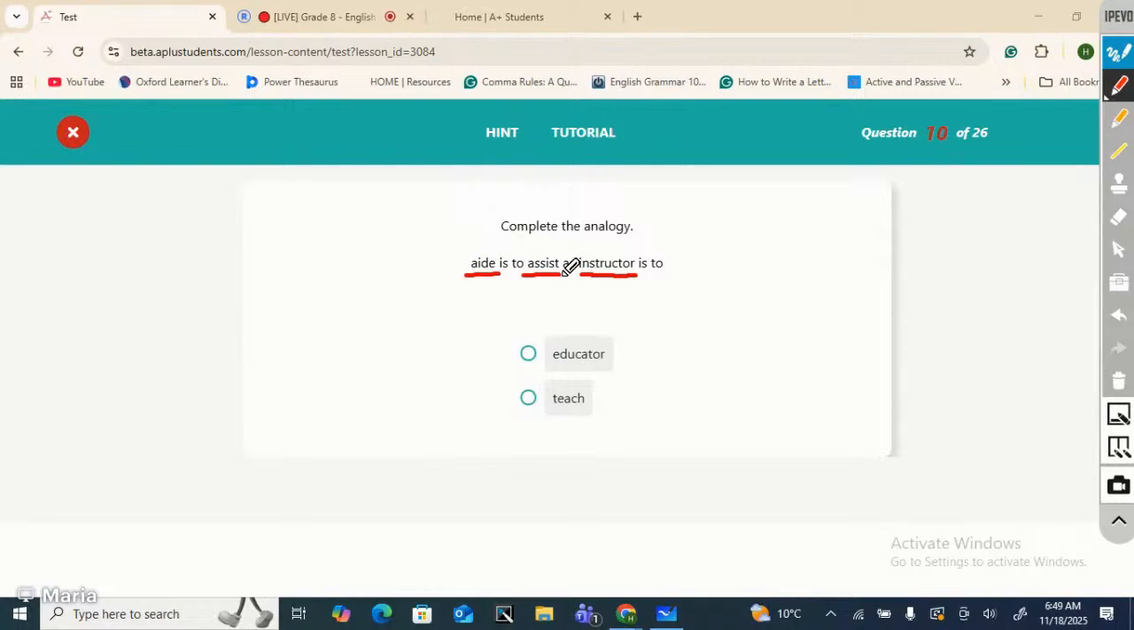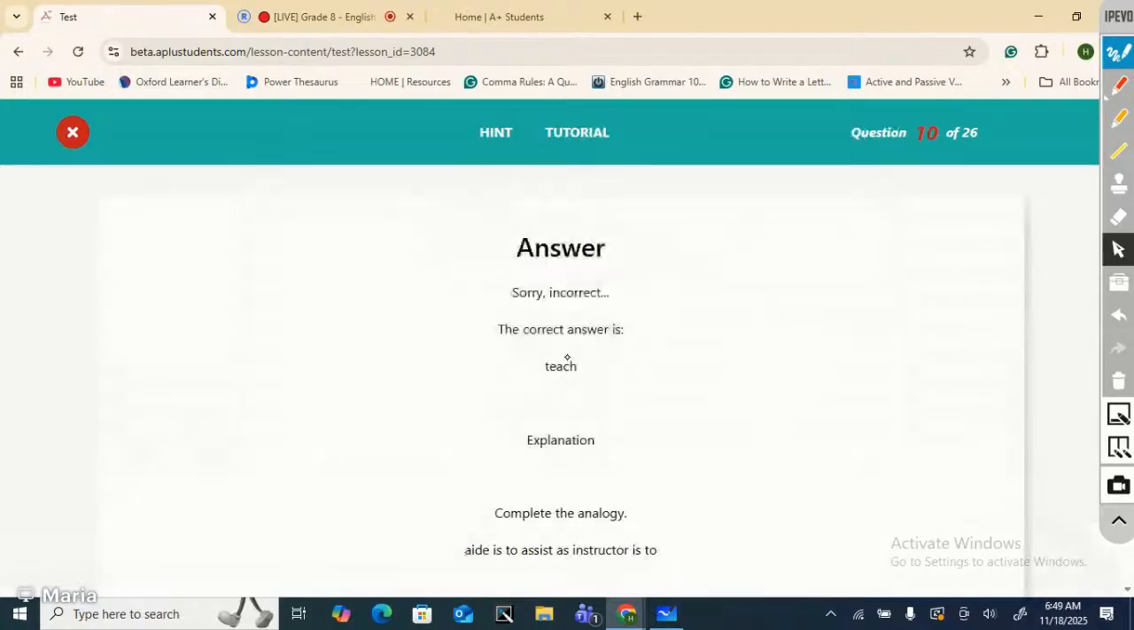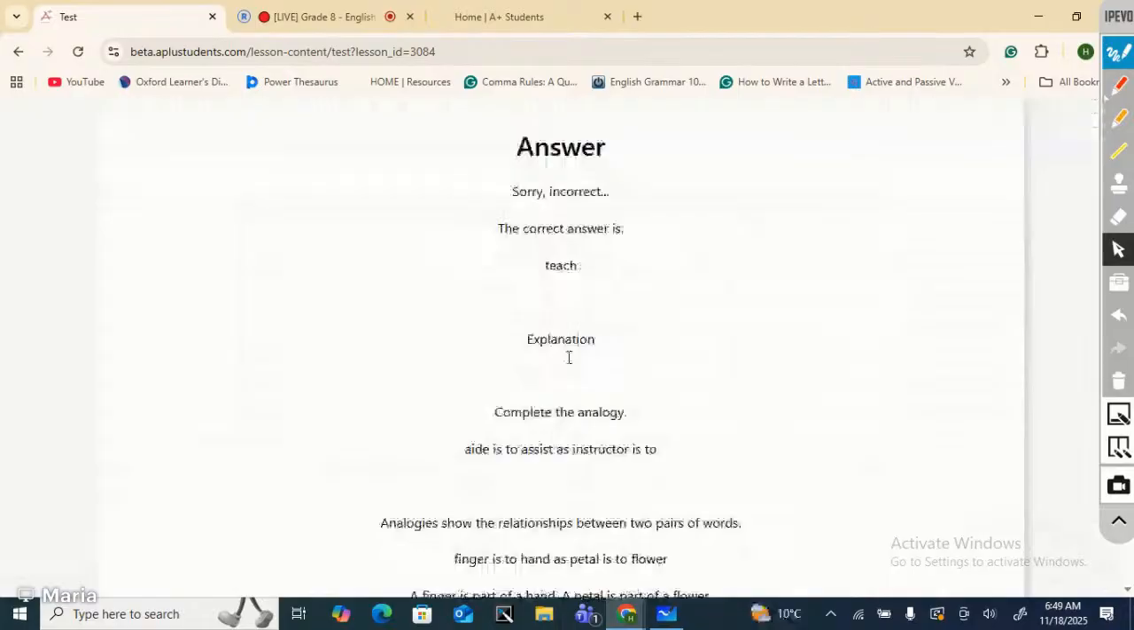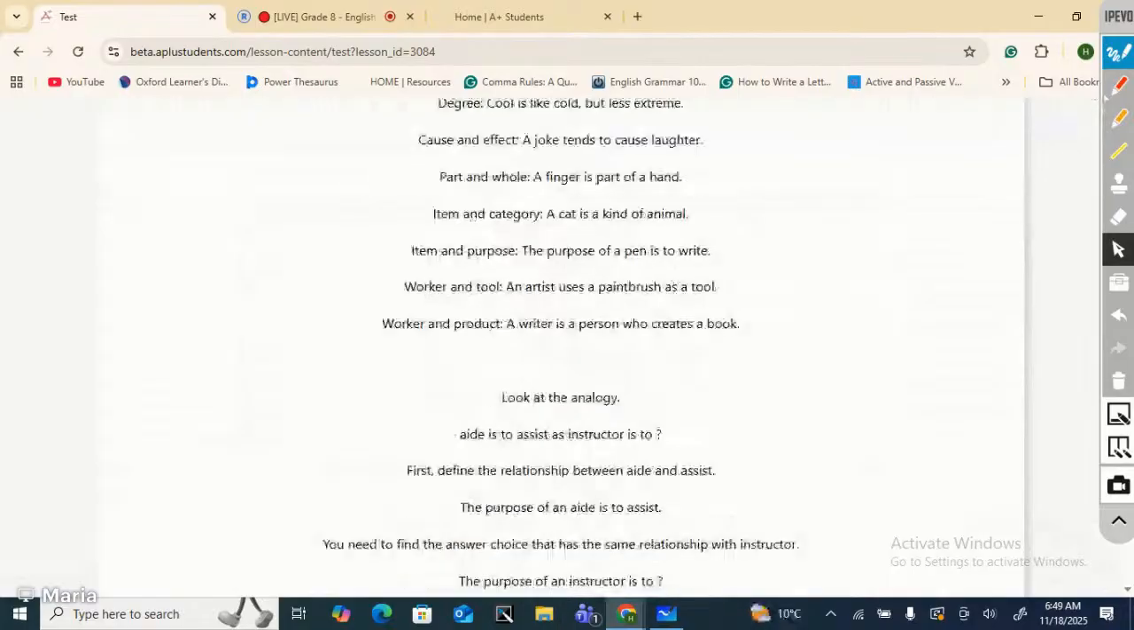Well, if aid and assist are synonyms, they have the same meanings. Instructor and educator have the same meaning, so they are also synonyms. So option one is correct. Oh, I didn't get it. Sorry. Yeah.